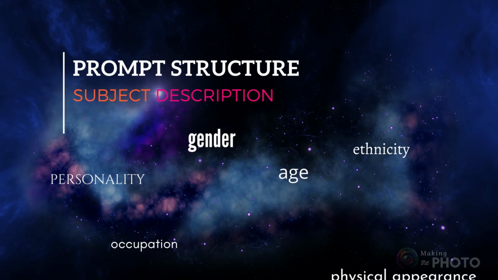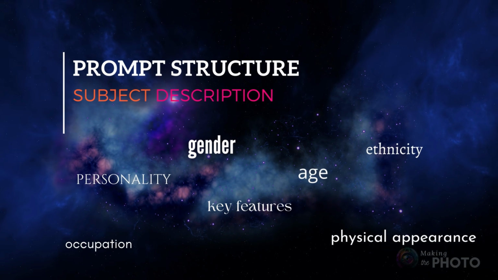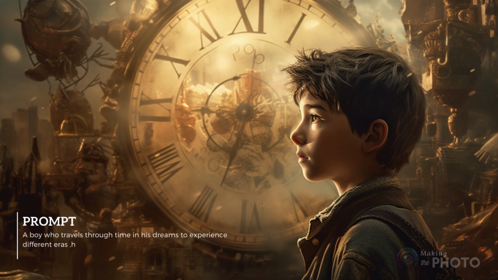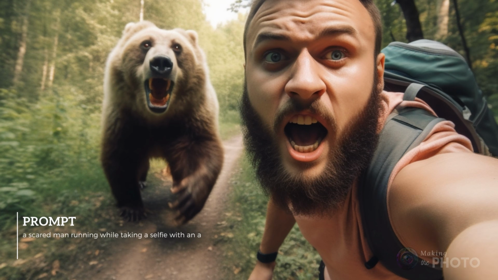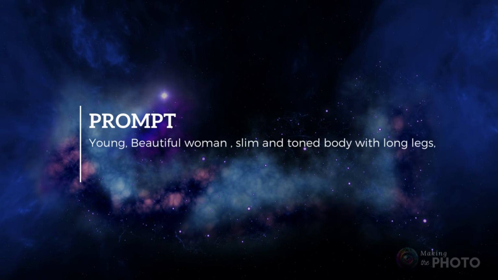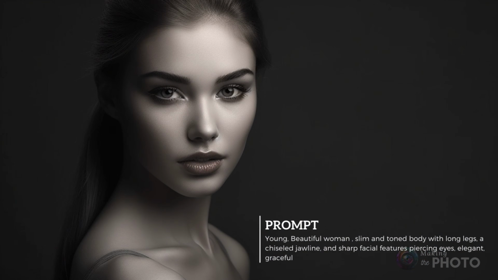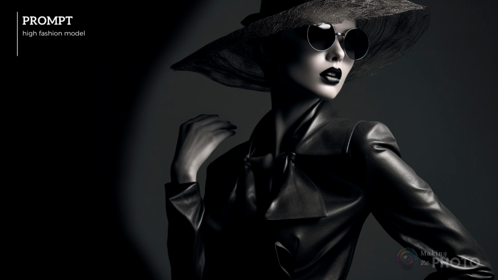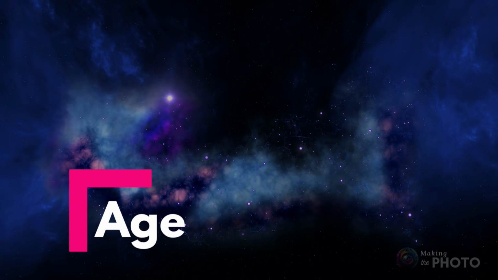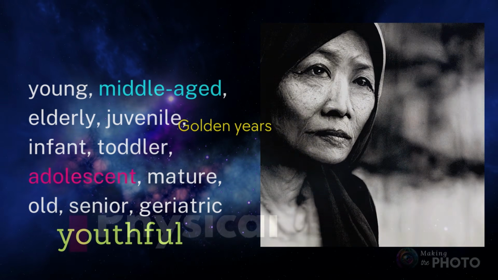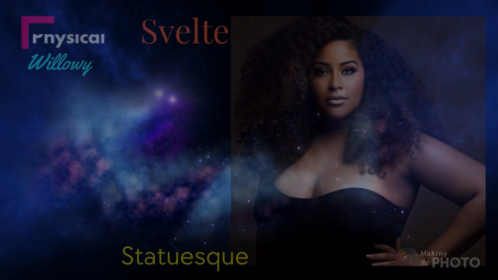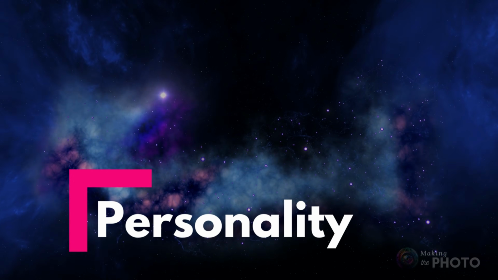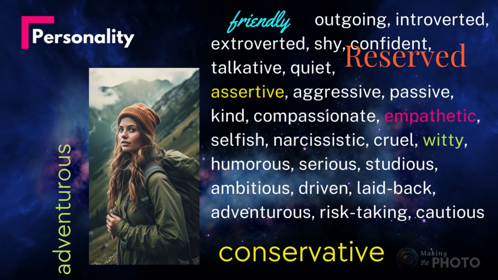When describing people, you don't just want a person, but a specific kind of person. Include their gender, age, any key descriptions. You might describe physical appearance, personality, or occupation. Remember, you don't need a lot of words, just the right descriptors. Here are some descriptors to get you started, but there are many, many ways to describe a person. The point is to be as descriptive as possible.